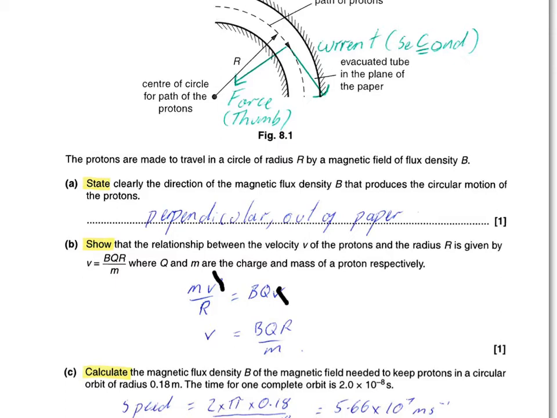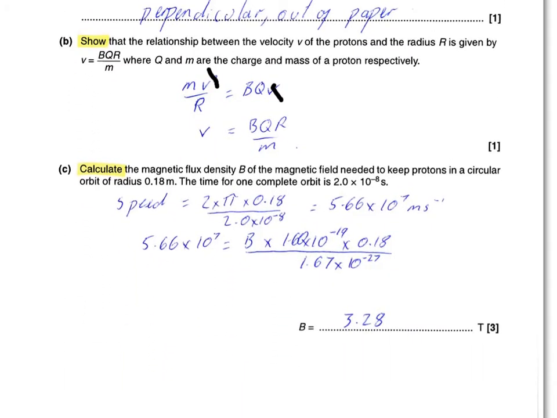Next, we're asked to calculate the flux density of the magnetic field needed to keep the proton in a circular orbit of that radius, and we're given a time for one complete orbit. So essentially we're just going to use the equation we've just been asked to show. The only complication is we need to work out the speed. It's very straightforward, 2 pi r upon period. We get that value for the speed, lob that number into that equation along with the other data we need.